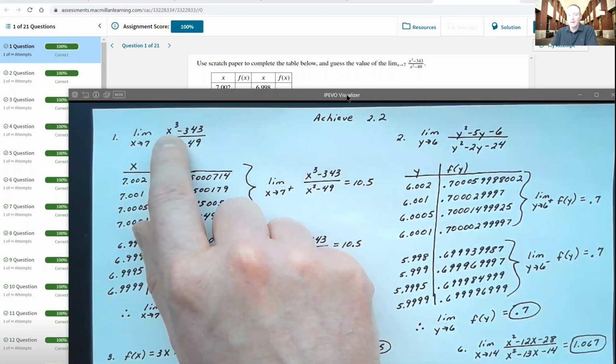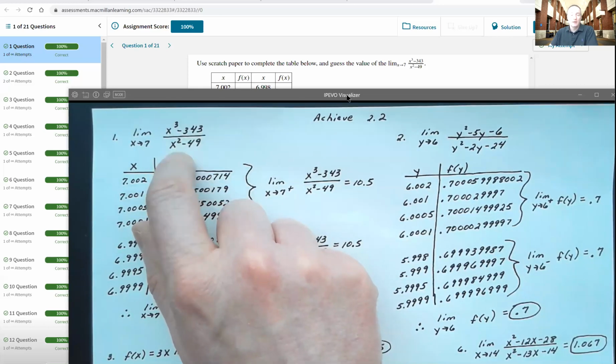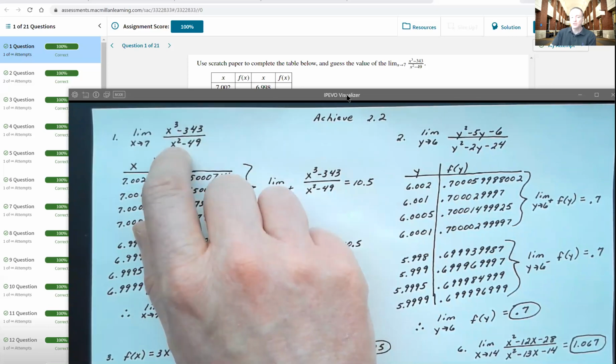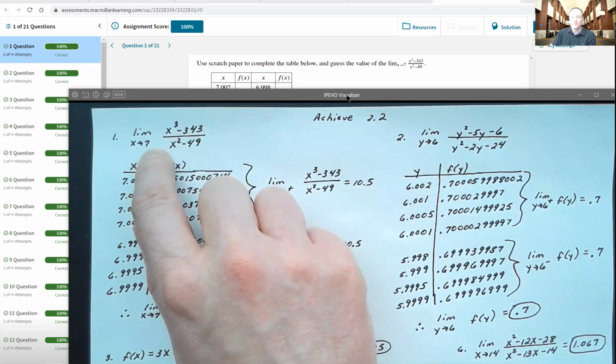Now, clearly you can't just plug a 7 into this function. 7 cubed is 343. So you'd have 343 minus 343 over 49 minus 49, which we know is just going to be 0 divided by 0. So this function is undefined at 7, but that has nothing to do with whether there's a limit or not at 7.